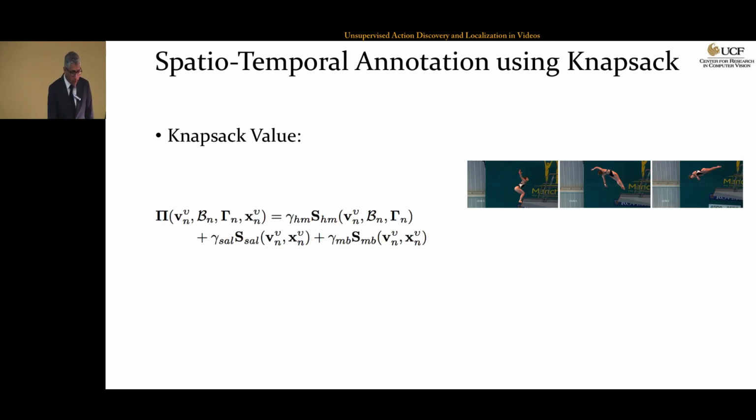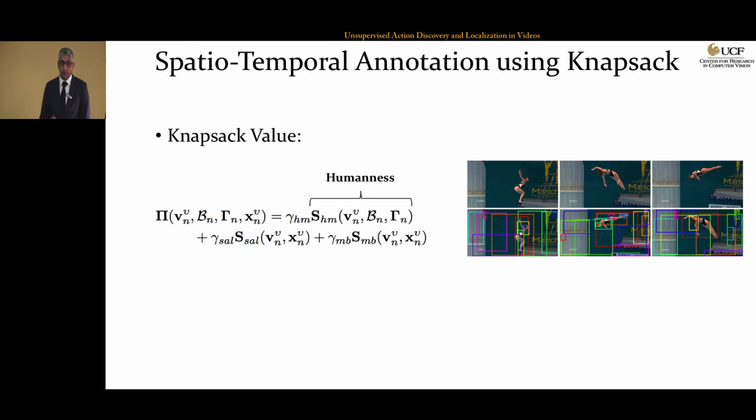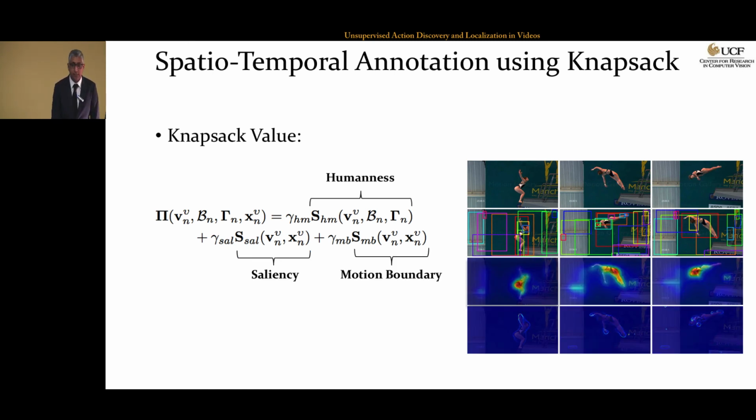Now, moving on, first I define the knapsack value. Given a video, as shown over here, a diving video, we define the knapsack value based on 3 components. First is humanness, next is saliency, and the last is motion boundary. The way we define humanness is that we apply a human detector. We apply Faster R-CNN in this case to each frame, and then we look at the overlap of all those bounding boxes with the supervoxels. The higher the overlap, the more likely it is that it is an action.